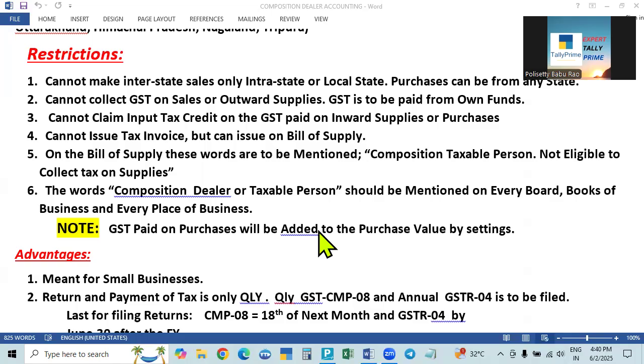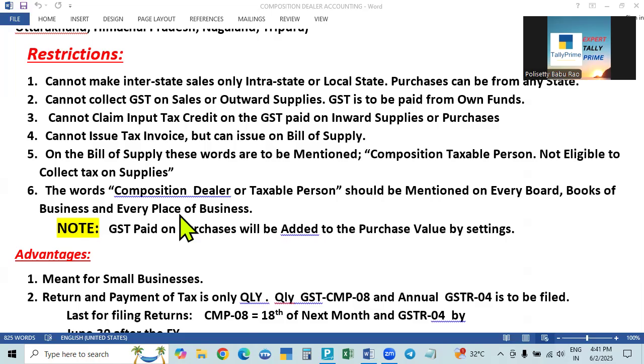expense. It is not under duties and taxes, because collecting tax and paying tax both are called duties and taxes. But we have to create the tax ledger. The tax should be created under indirect expenses, not under duties and taxes. It is to be treated as indirect expense.